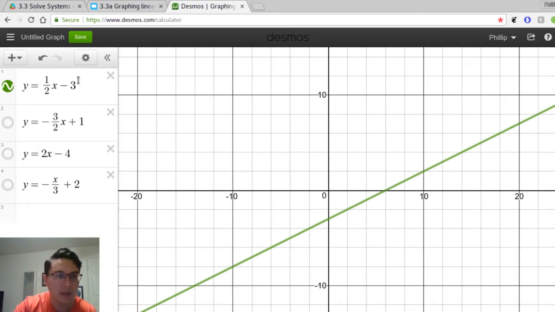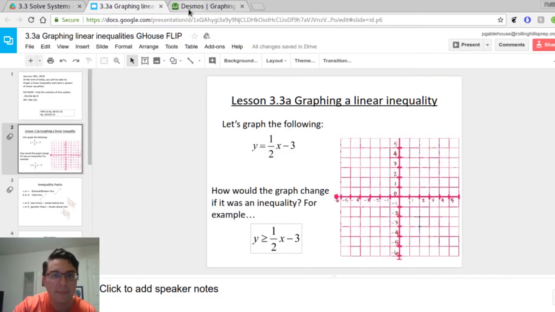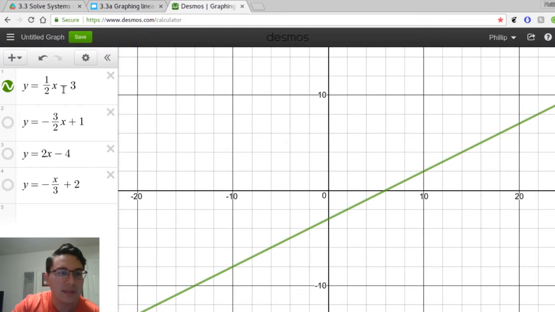Oh, I said that wrong. I'm sorry. Did I click the right one? Yes, I did. Okay. So I made a mistake there. I said +3. The actual y-intercept is 0, -3. -3 is going to be this point right here.